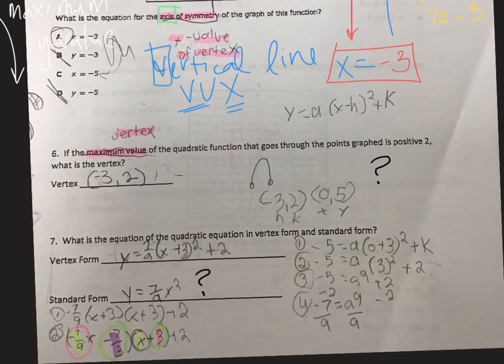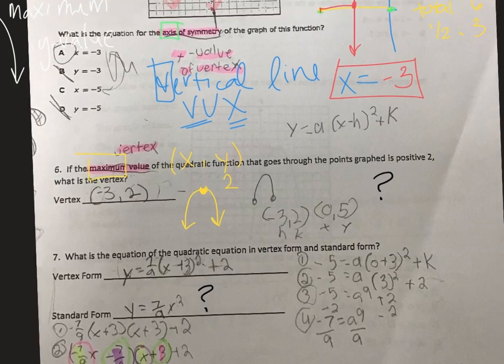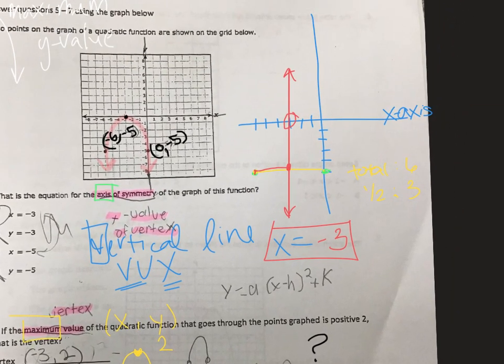Bring this back. So she told you that the maximum value, so we know it must look like this. We know that the maximum value is positive 2, so the y value for this is 2. That's the y value. It's x comma y. What is the vertex? Well, we have to go back and use this little guy right here.